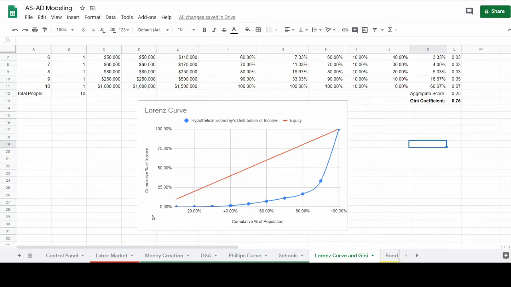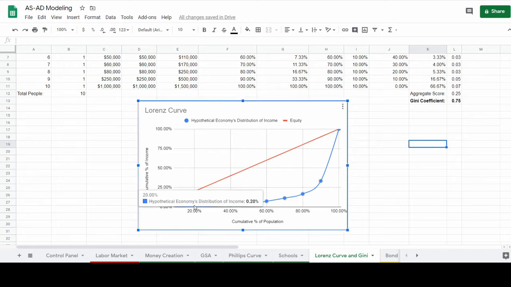The way we graphically show that is by showing a Lorenz curve that will, for example, when we talk about 20% of the population in this hypothetical economy, we know that they control 0.2% of the income in our hypothetical economy. So despite being a fifth of the economy, they are only in control of less than 1% of the income, or they're only earning less than 1% of the income.